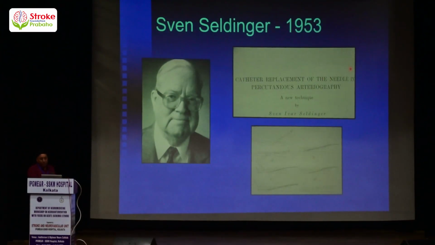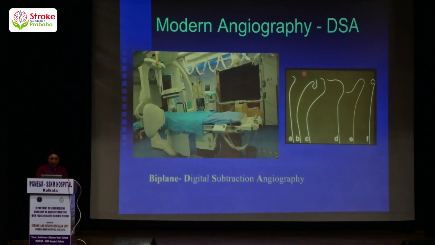But the credit for placing catheters in the vessels goes to Seldinger in 1953. He invented the Seldinger technique for placing a trans-arterial catheter, and then angiography became quite easy. From the very beginning, we have advanced up to the modern angiography machine, and now we have the biplane machine like in this institute. This is the biplane DSA machine at SMS, and with the advent of newer catheters, angiography has become simpler and safer.